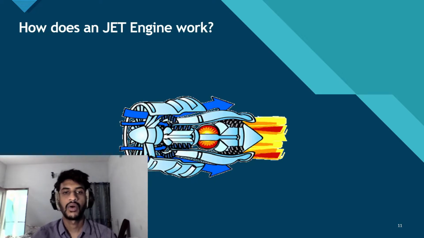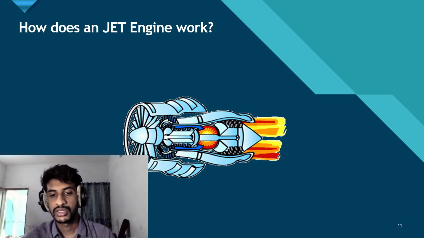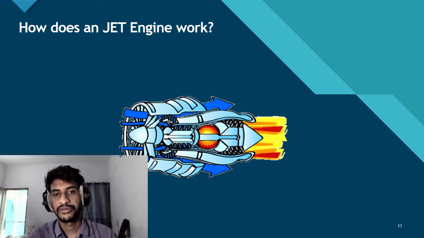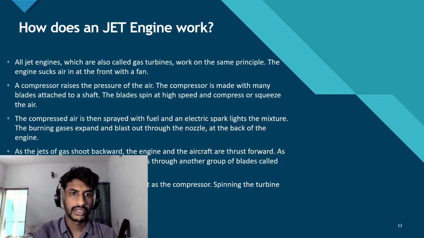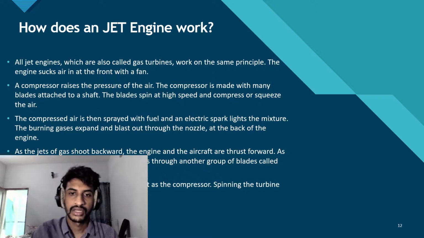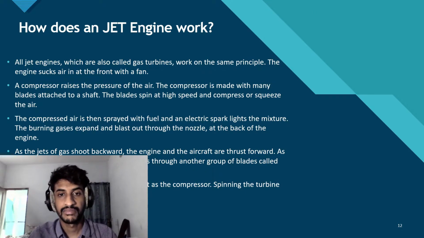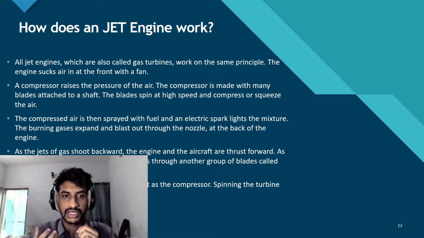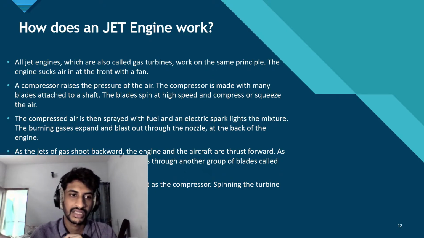Now the next thing is, how does a jet engine work? Thermodynamically speaking, a jet engine uses a Brayton cycle to function. All jet engines, also called simple gas turbines, work on the same principle. The air is sucked into the engine from the front of the fan. It is compressed, it is ignited, and whatever energy is released is shot back from the engine, which generates thrust.